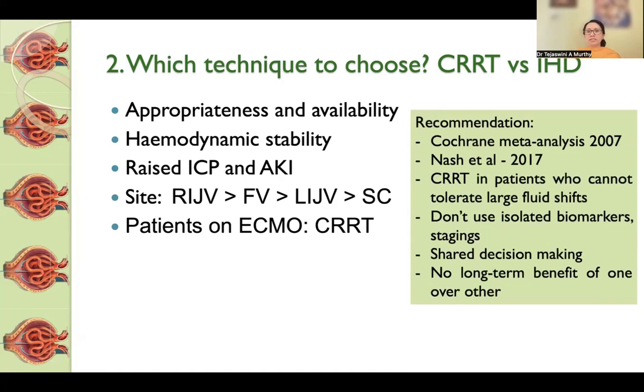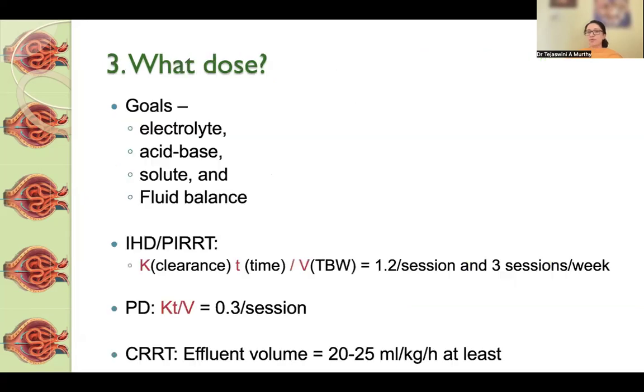So the Cochrane meta-analysis in the year 2007, followed by guidelines by Nash et al. in 2017, all of this recommends CRRT in patients who cannot tolerate large fluid shifts, and not to use isolated biomarkers or staging, and to go for shared decision making. And there is no long-term benefit of CRRT versus IHD, either of the renal replacement therapies. The long-term incidence of chronic renal failure in these patients is about 25%. So it doesn't matter whether CRRT or IHD was used.